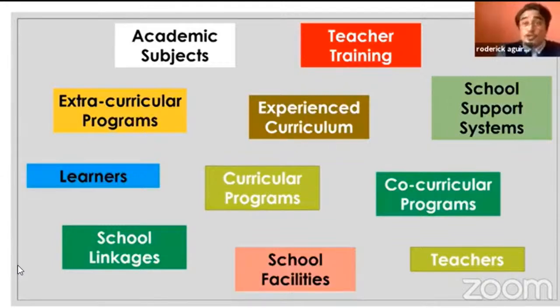So we have school planning, which means, how do we integrate all of these factors into one coherent, consistent plan? How do we prioritize? Which comes first? Do we plan the curricular programs before the co-curricular programs? Do we train the teachers first before they do actual planning? Do the teachers need the school support system?